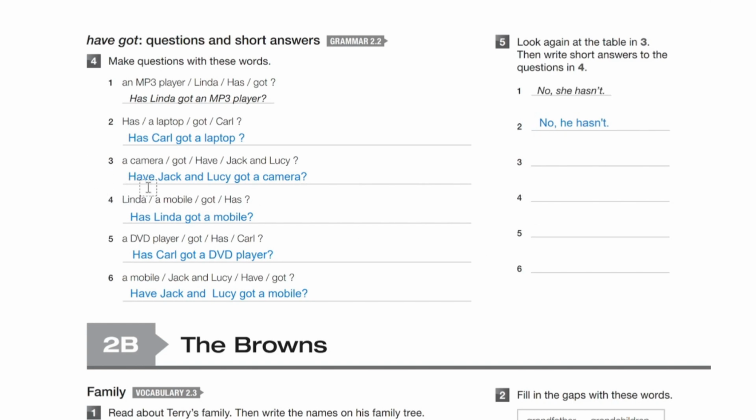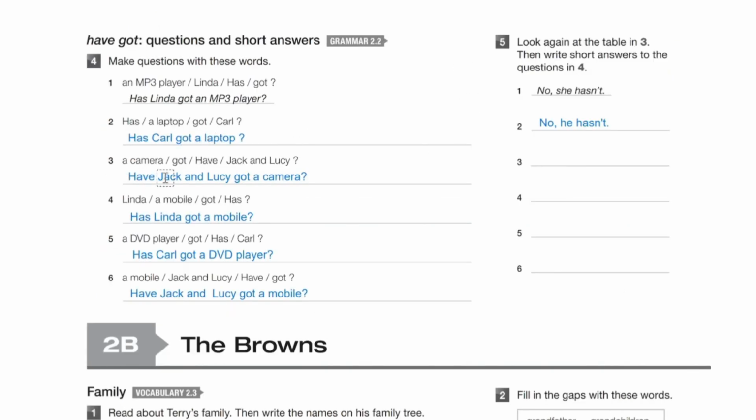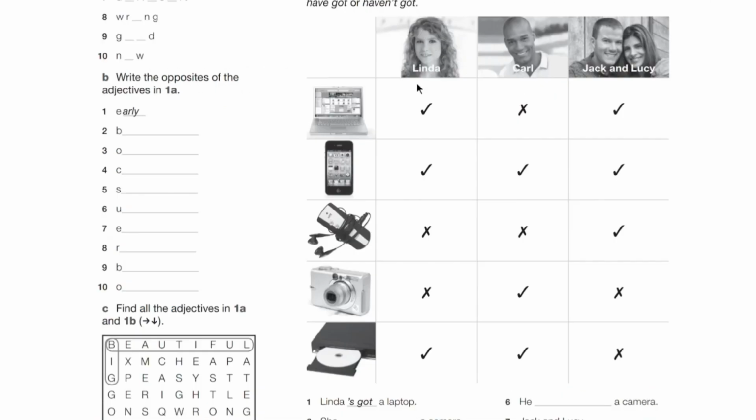Great. Number three, have Jack and Lucy got a camera? We're going to go there. Jack and Lucy, and as you can see, the camera is a cross. So they haven't got a camera either. Have Jack and Lucy got a camera? No, they haven't. Okay. Number four, has Linda got a mobile? As you can see here, she has got a mobile because there's a tick on the table. So we're going to say, yes, she has.